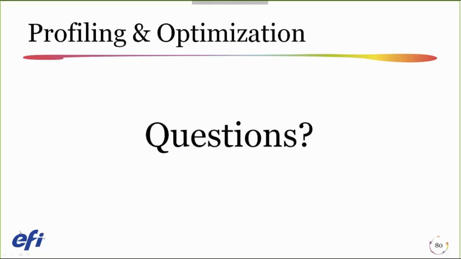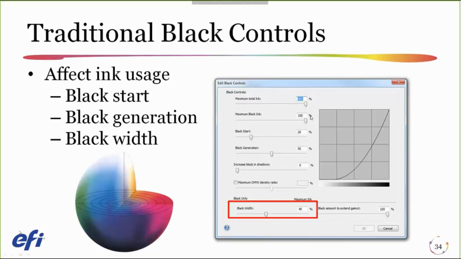Okay, so what are the best black control settings for proofs on an Epson 7890? The best black generation settings, if we're looking at the traditional settings, I would expect you're going to leave the maximum black and maximum total ink at 100%, because those are controlled at the calibration file level. So you're going to leave maximum ink and maximum black ink at 100.